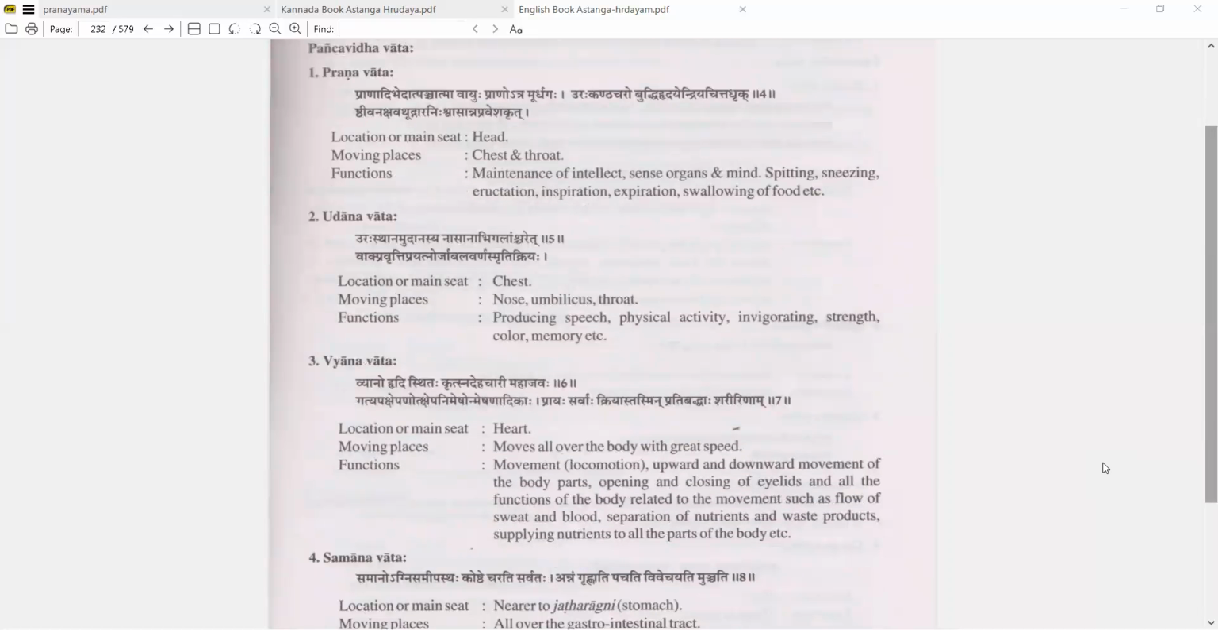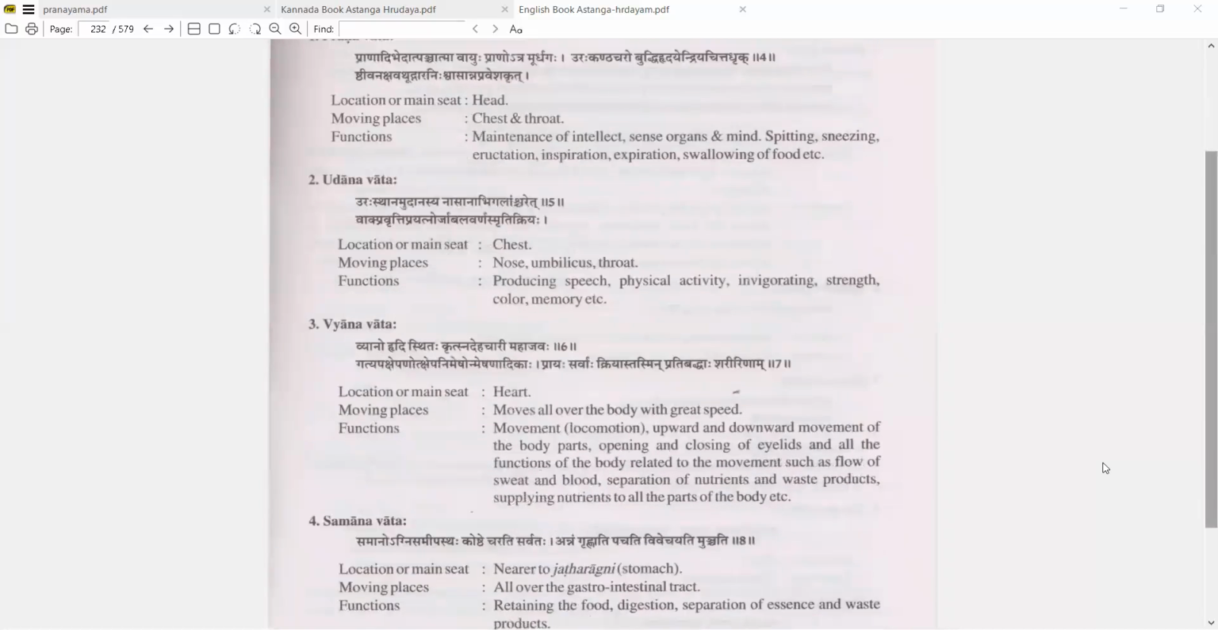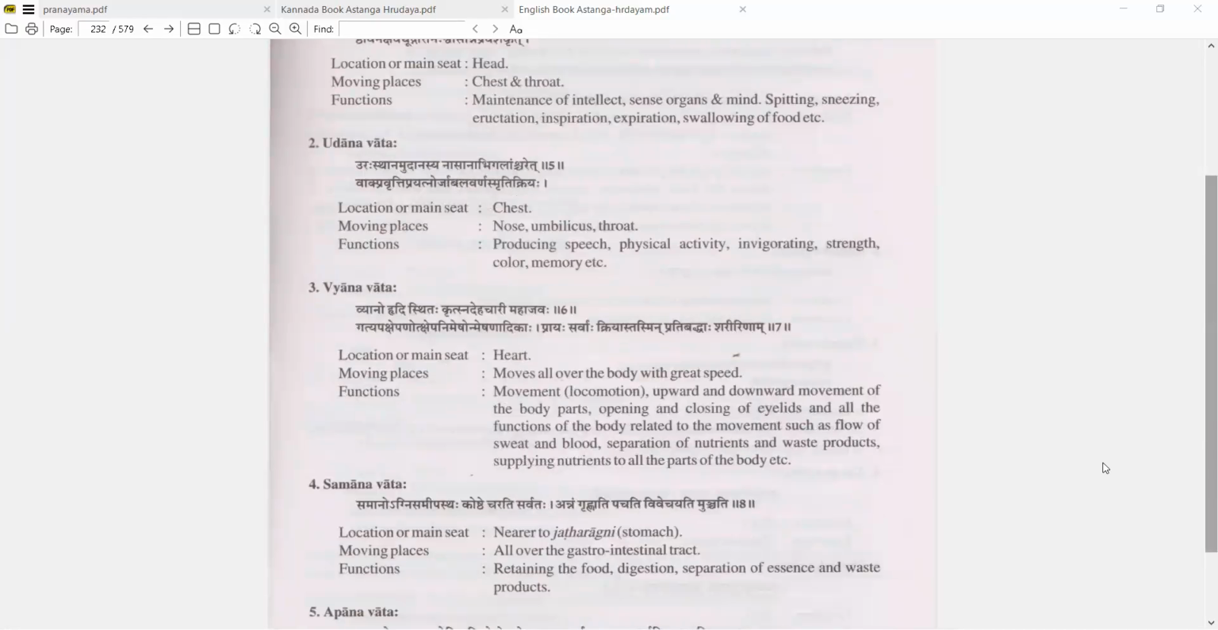Vyana Vata, it is located in the heart. It moves all over the body with great speed. Functions: it helps in movement, that is locomotion, upward and downward movement of the body parts, opening and closing of eyelids, all the functions of the body related to movement, such as flow of sweat and blood, separation of nutrients and waste products, supplying nutrients to all the parts of the body, etc.